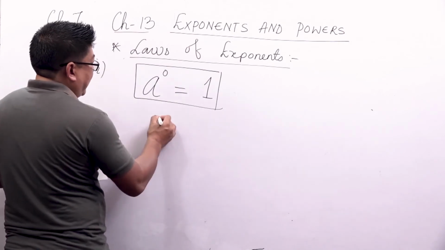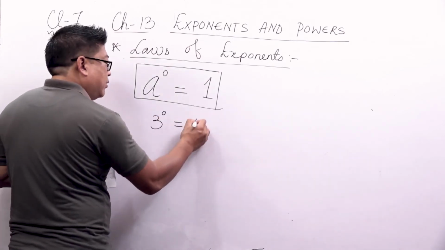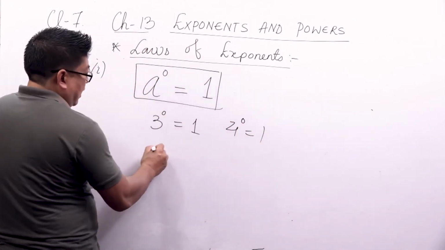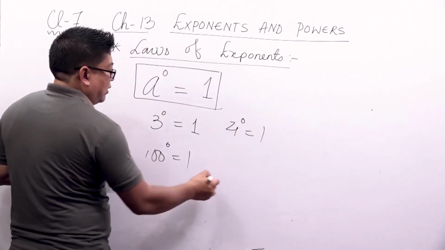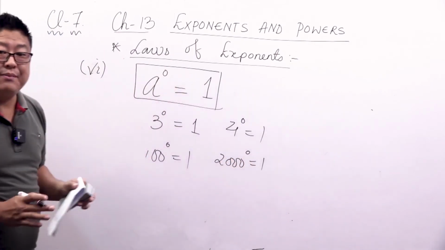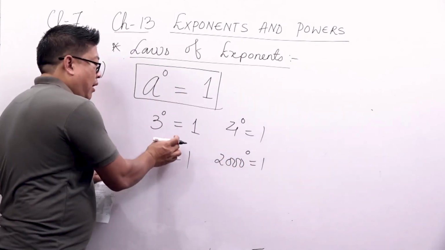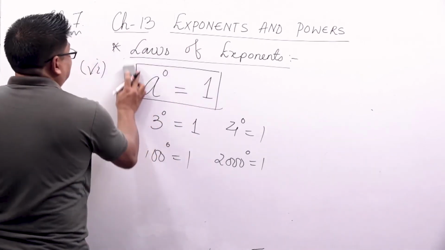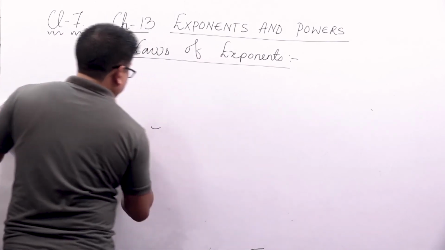Now for example, if I take 3 to the power 0, it is 1. 4 to the power 0, 1. 100 to the power 0, 1. 2000 to the power 0, 1. So this means any number to the power 0 is always 1. So this is the 6th law that we have learned today.